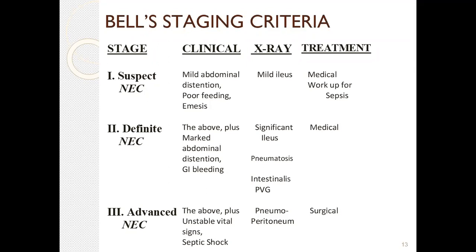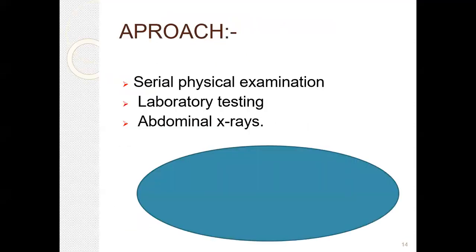And in advanced NEC, there will be all of the above signs which we discussed, along with instability of the vital signs. And there will be signs of septic shock. And there is pneumoperitoneum, meaning collection of gas in the peritoneum, and it's a sign of perforation and peritonitis. Here the treatment is only surgical. There will be no benefit of medical treatment.